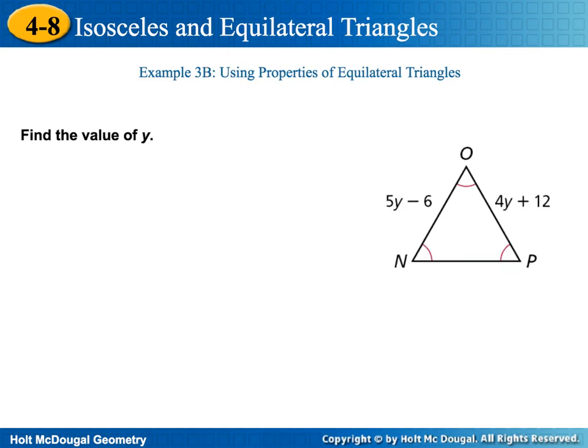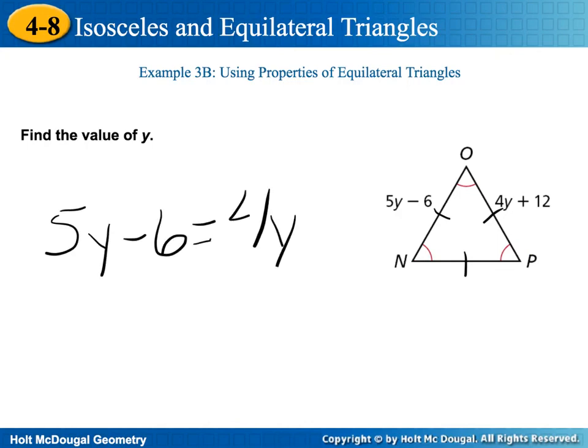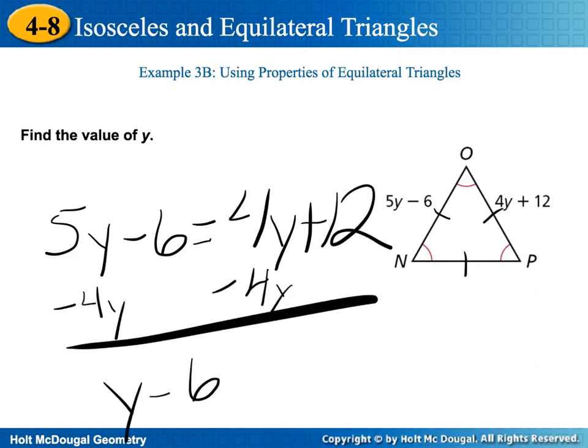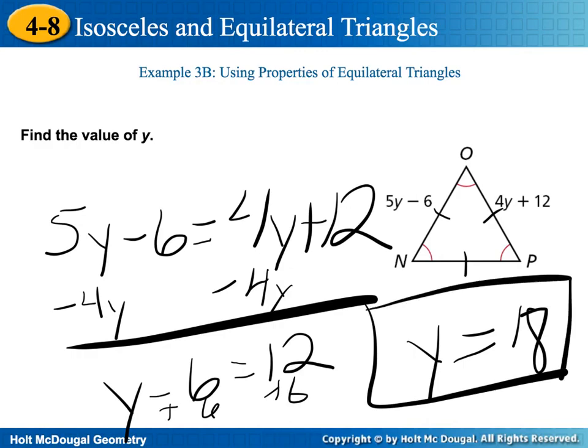All right, last example. Find the value of y. Now we know that this is equiangular. Because it's equiangular, it's also equilateral, so all of the sides are congruent. So 5y minus 6 is going to be the same as 4y plus 12. Do a little subtracting: y minus 6 equals 12. Do a little adding: y equals 18. That's it.